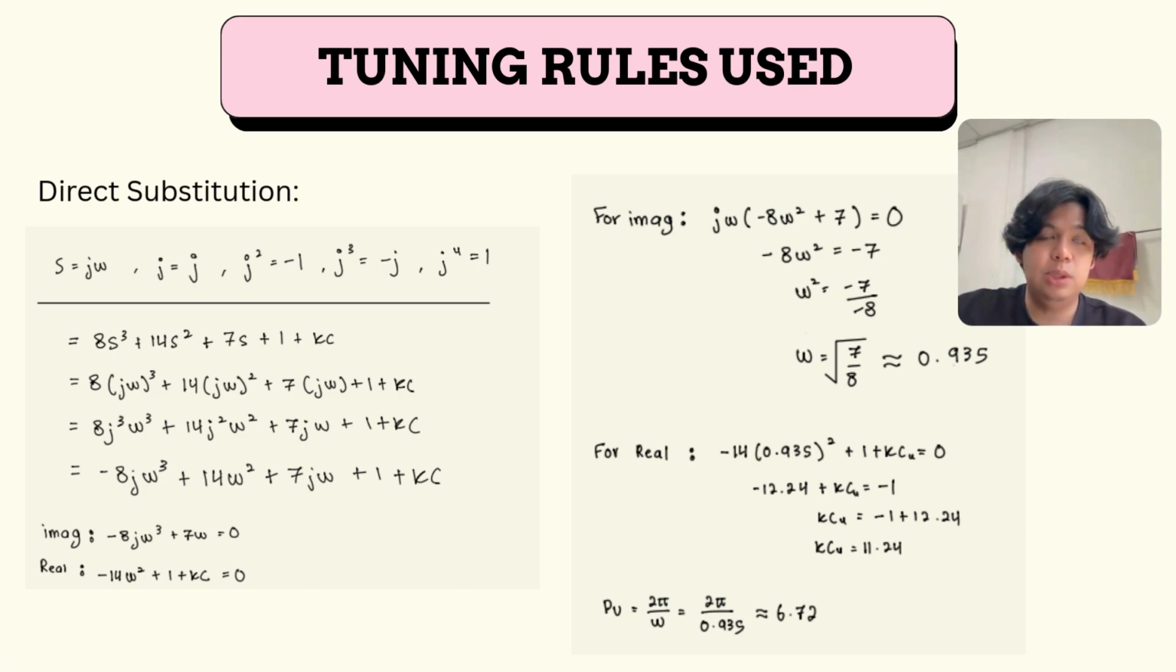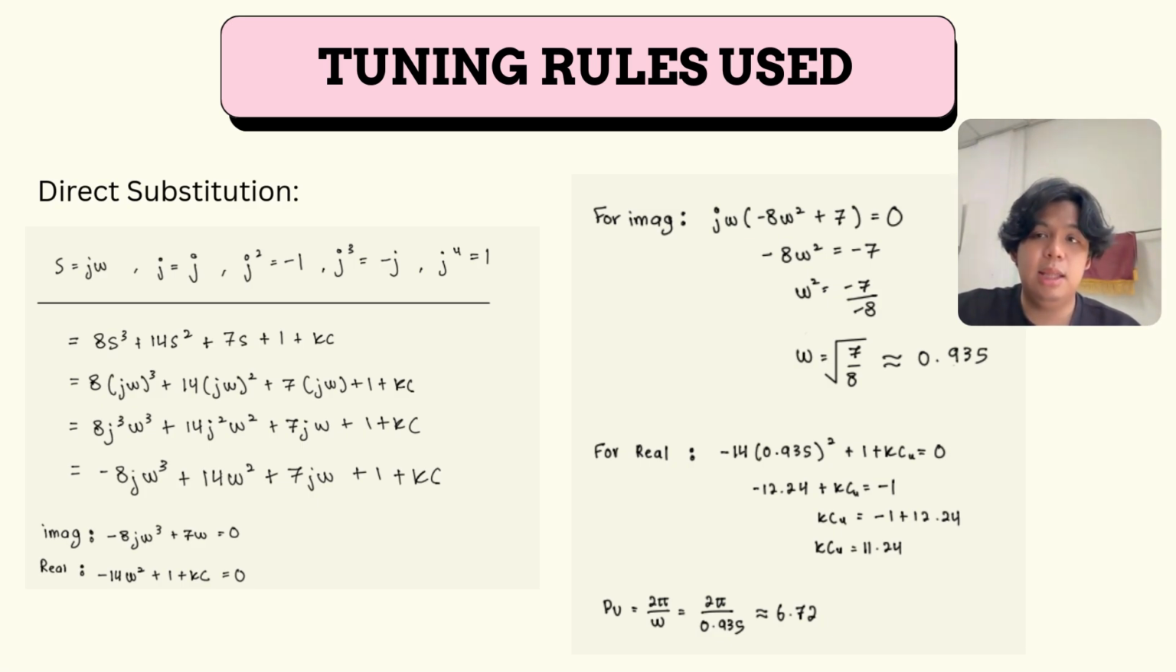Now we solve this one by one. We start with the imaginary part. We set it equal to 0 to find the value of omega where the system begins to oscillate. So the omega I get here is 0.935. Now that we know the omega value, we plug it into the real part. Negative 14 multiplied by 0.935 squared plus 1 plus Kc, and solving this gives us the ultimate gain, which is Ku 11.24.